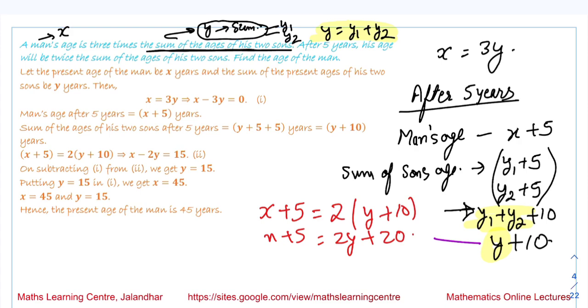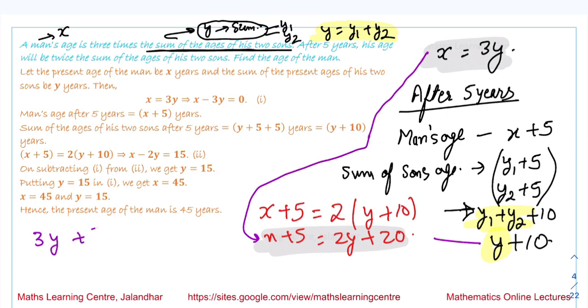We solve these two equations by the method of substitution. We substitute X is equal to 3Y, so 3Y plus 5 is equal to 2Y plus 20.